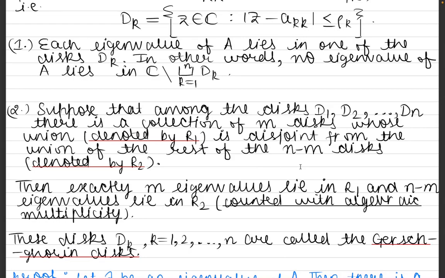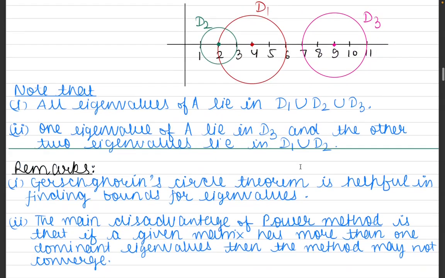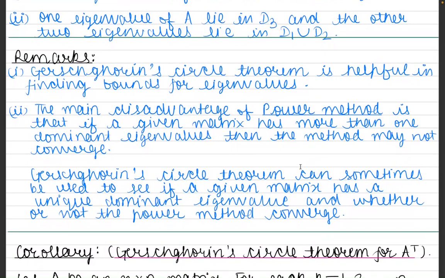So by this we have one eigenvalue of A lies in D3, and the other two eigenvalues lie in D1 union D2. So a few remarks.